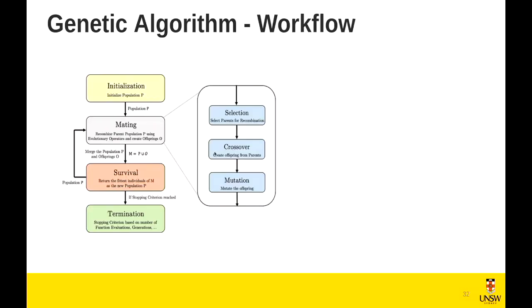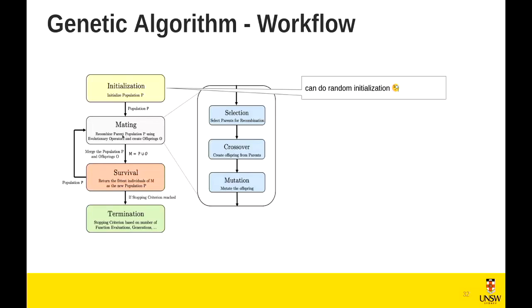And let's have a look at the workflow of a typical genetic algorithm. So first we need to initialize the population, and normally we do it randomly. So we just randomly generate a population of individuals. This algorithm is actually a general optimization technique. You can use it for any optimization problem, not just for testing. So how you initialize the population depends on the problem you are trying to solve. So we can do random initialization.